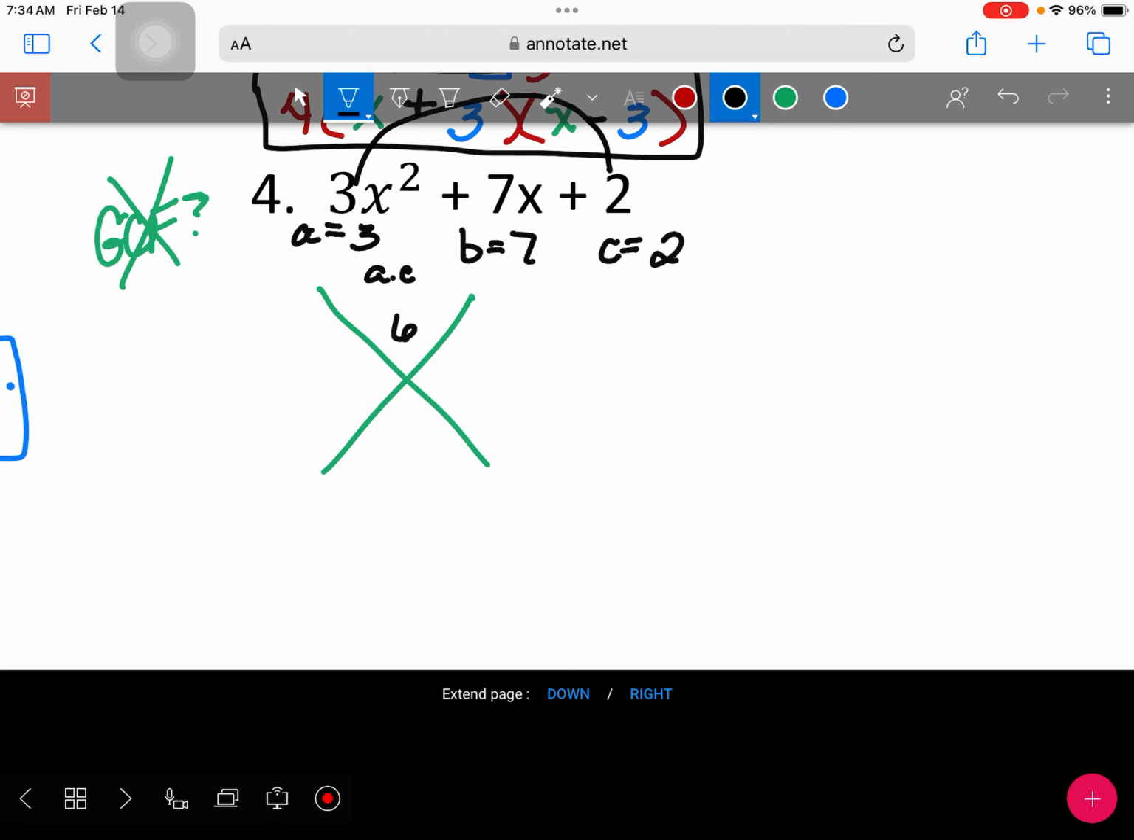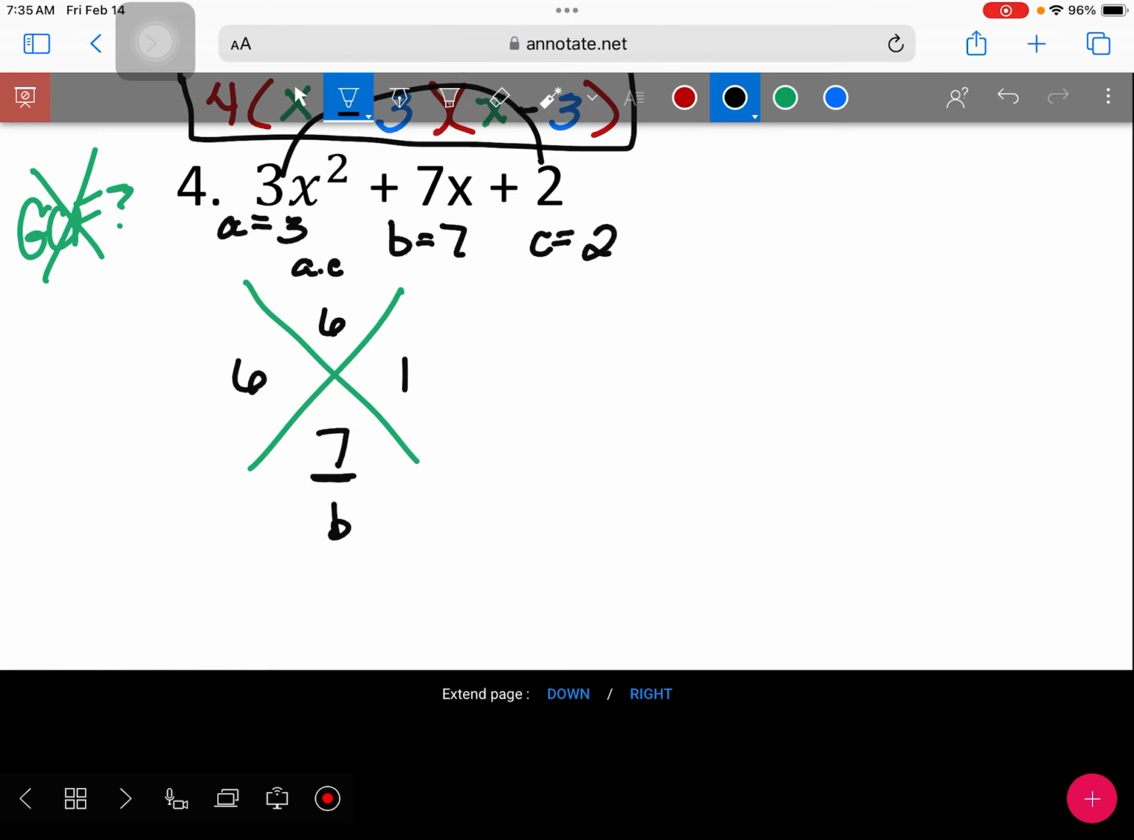A times C at the top, these outside terms. 3 times 2 is 6. The bottom is B, 7. 2 factors of 6 that add up to 7. There's only one answer that's going to work if this answer happens to be bigger than your number itself. It's got to be the number itself and 1, right?